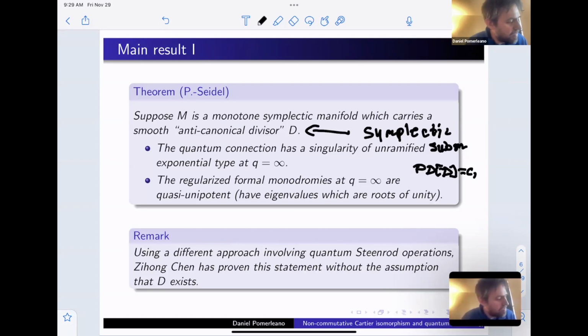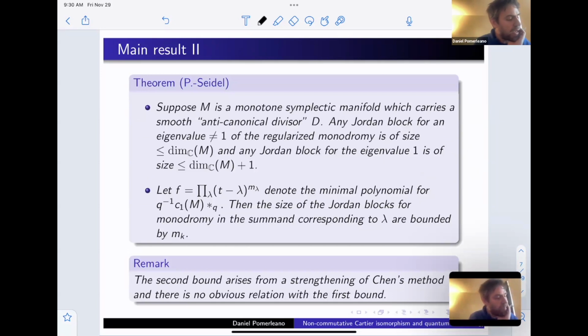Then I'll explain where the picture moved: a student of Paul's, Zihong Chen, looked at what we did and came up with a different argument, well, maybe not totally different. There's a point of common overlap that I'll explain later, but basically a different argument that doesn't require the assumption that D exists. I'll try to summarize what he did in a moment, or towards the end of the talk. I'll mostly talk about what we did.